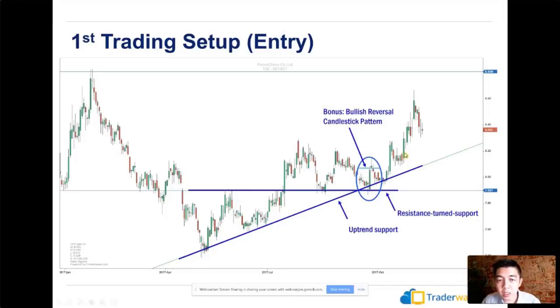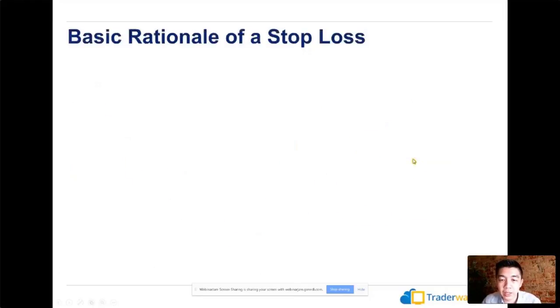So as you can see here, in terms of trading setup, in terms of the rationale of entering a trade, there are 3 strong cases to support the entry of the trade at where that baby blue color line is currently at. All right, so that's the entry setup for this idea.